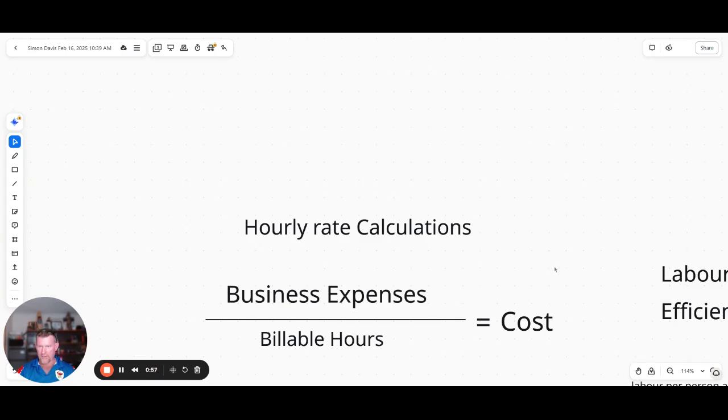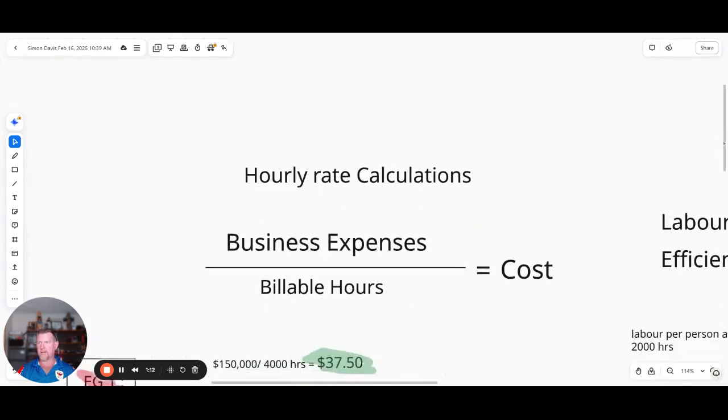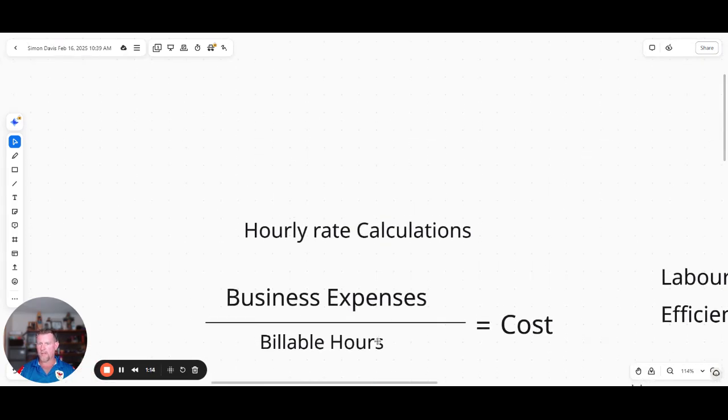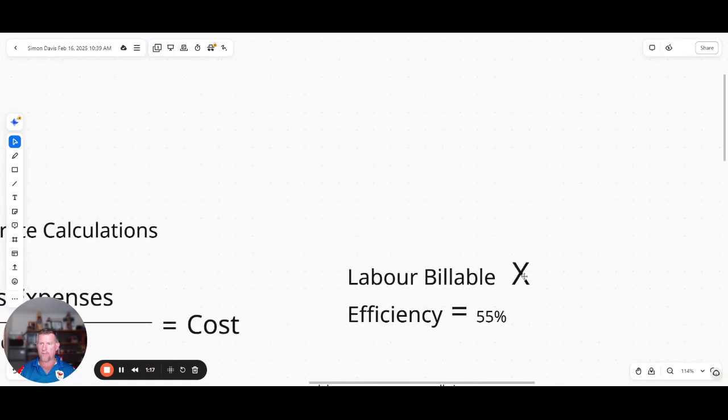So hourly rate calculation is the easiest way to work out your formula: the business expenses annually for a year divided by the billable hours equals your cost per hour, basically. So this is how we want to work it out. We want to work out your labor billable times the efficiency rate.